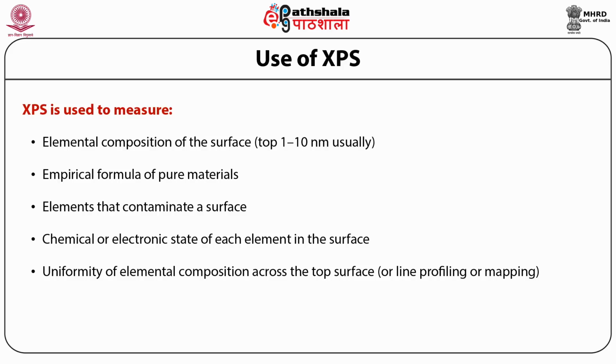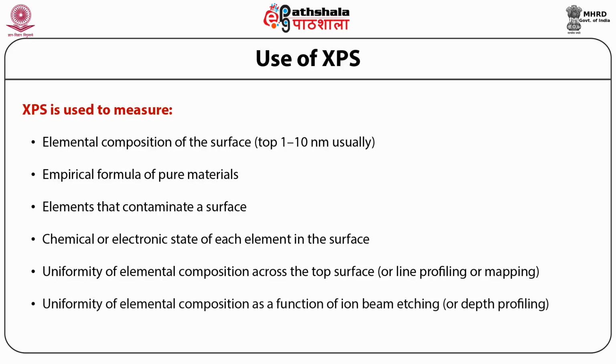When we do this measurement of uniformity, to what extent it is uniform can be measured, and this will tell us about the thickness of the layer which is covering the surface. This is also called line profiling or mapping. Then we have uniformity of elemental composition as a function of ion beam etching, where we can cut the thin layer that covers the surface in a certain manner, and from this etching we can measure the thickness of this layer. This is called depth profiling.